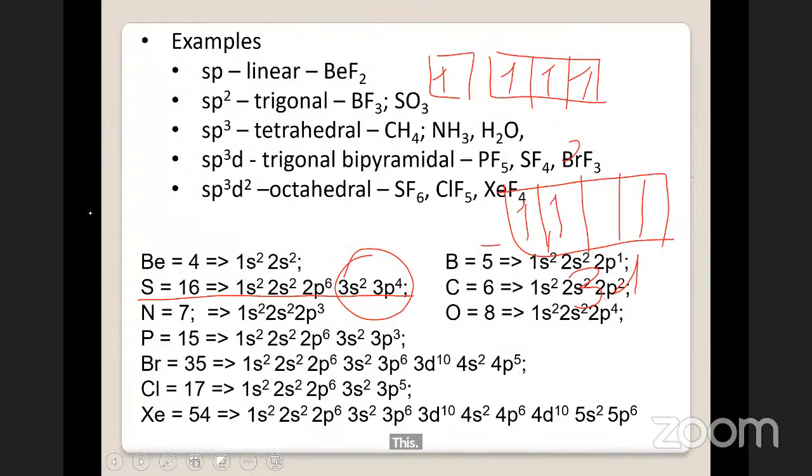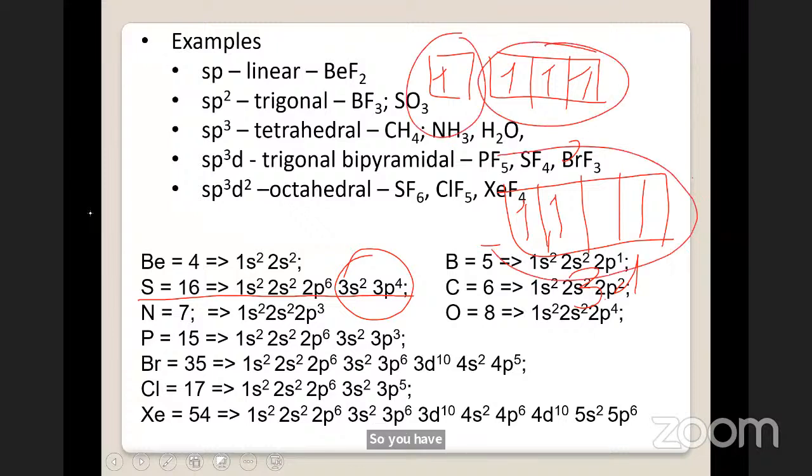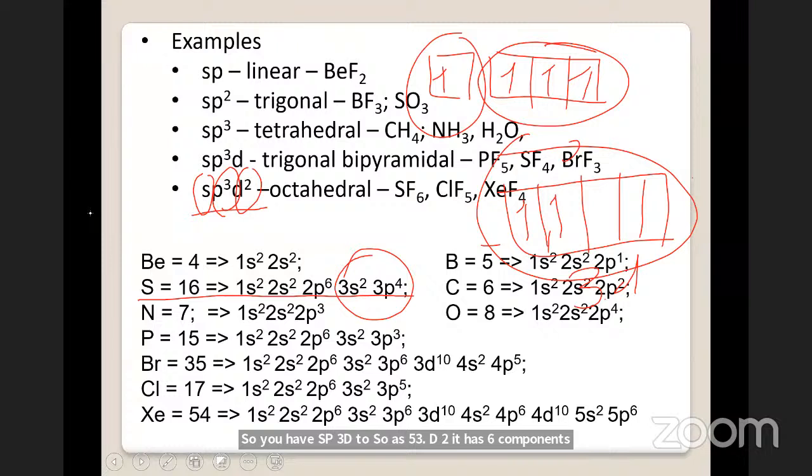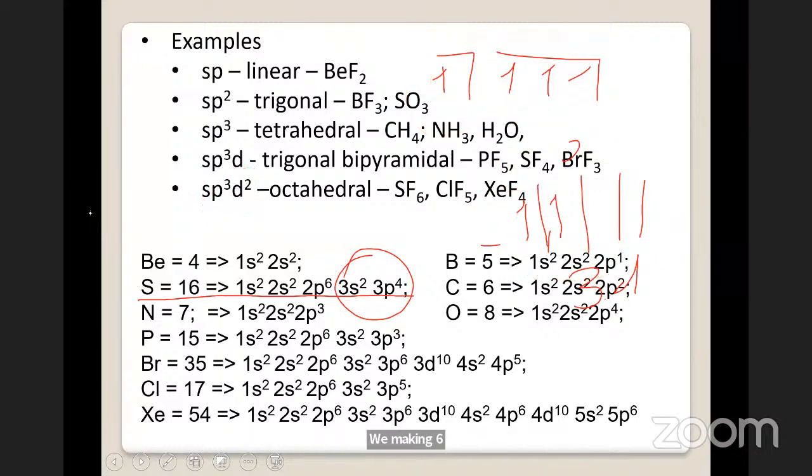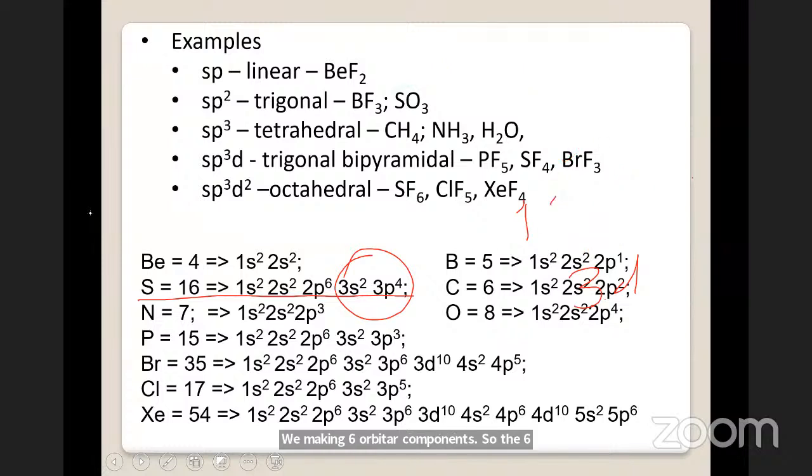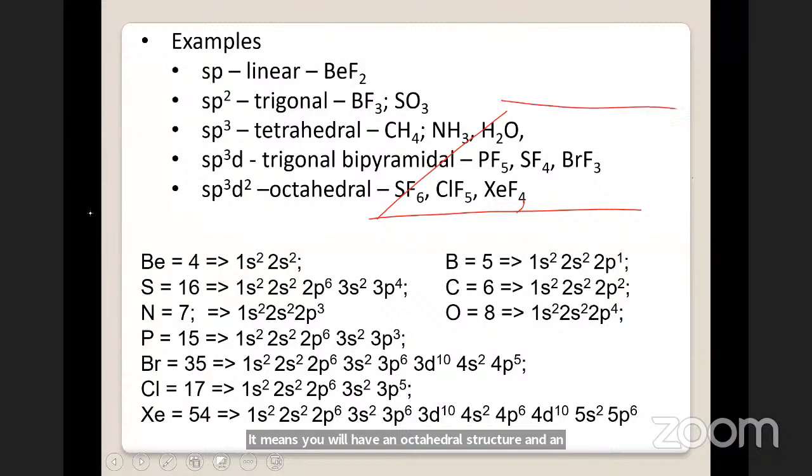So you have sp3d2. It has 6 components: you have 1, 3, making 4, and 2, making 6 orbital components. The 6 orbital component is a coordination number of 6. It means you will have an octahedral structure, and an octahedral structure is in that form.